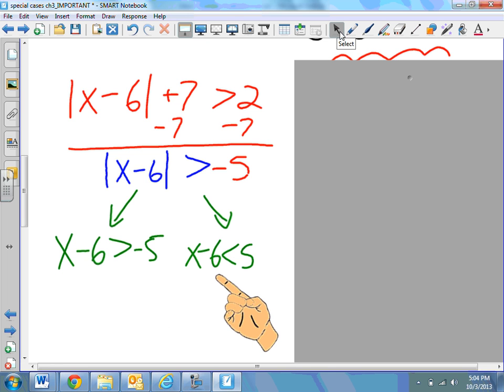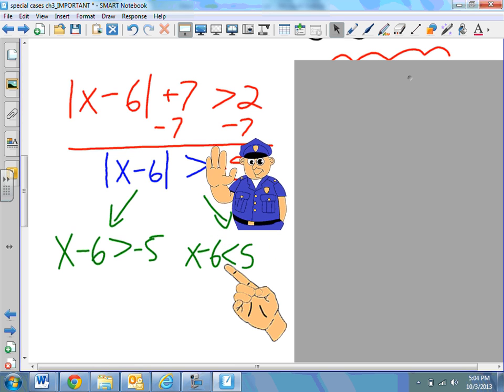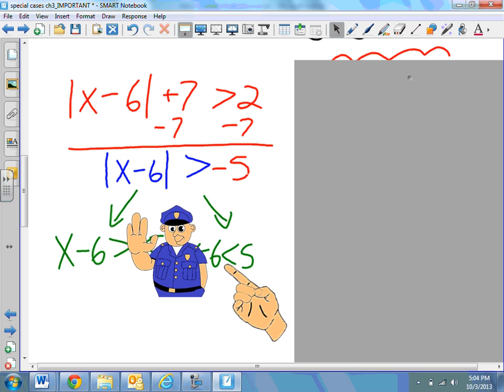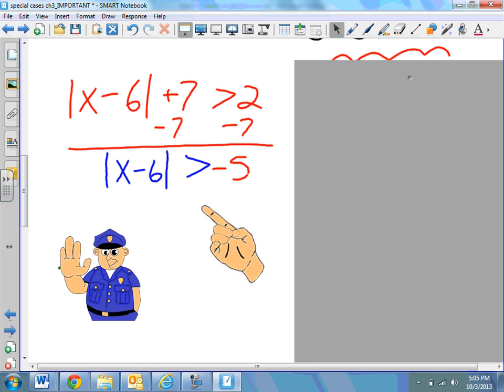You should have stopped already. Why do you think you should have stopped? I'll drop this in here. Why should I be using this guy right here and saying stop for a specific reason? Look what this says. Let me read this to you, because this is the part that some of you probably are having a hard time reading. This says that this side over here is going to be greater than a negative number.